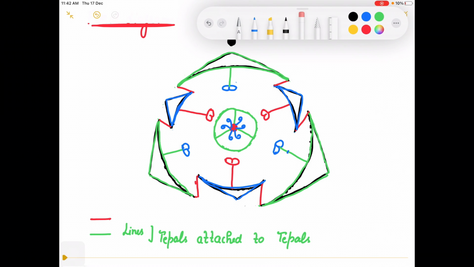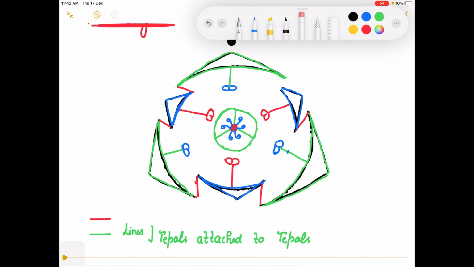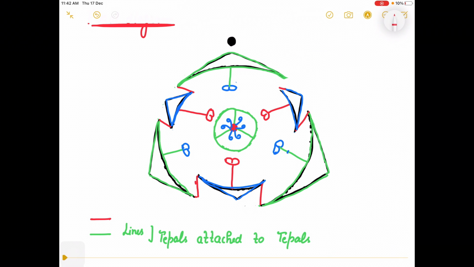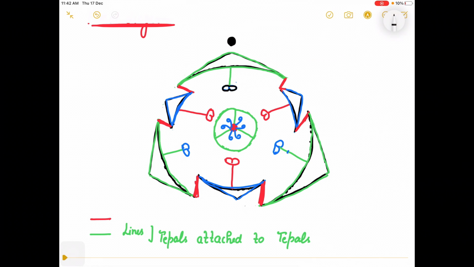Now our 3 walls are done. One thing, because they are fused, you have to attach them like this, with the lines. Now we have to make the stamens. I'm making it with black here. First make the outer side. 1, 2, 3. We have made the outer side, and let's attach them with the outer tepals.